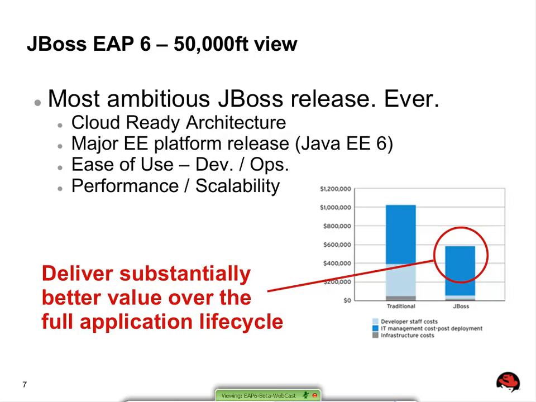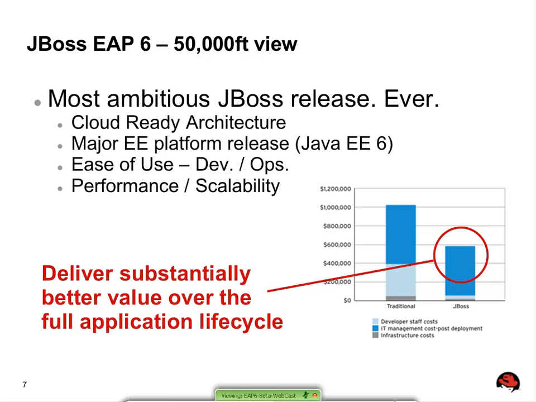Just starting with the 50,000-foot view, this is a very, very ambitious release. EAP 6 is a major release of the underlying Java platform, Java EE 6, and we've also made some major changes within the application platform itself to address some of the operational requirements. But the fundamental goal of EAP 6 is basically to deliver better value across the full application lifecycle.